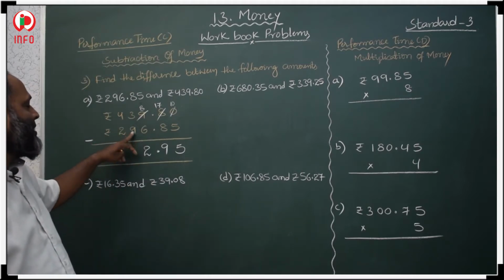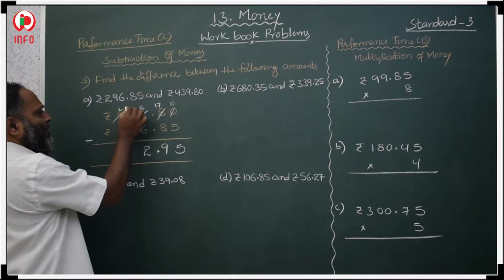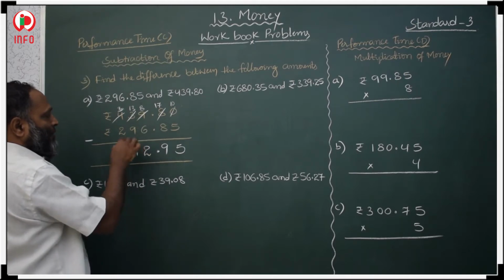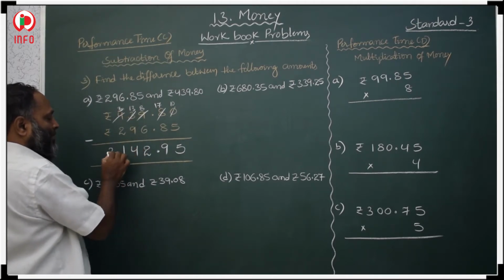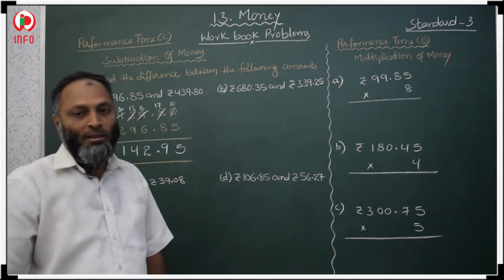3 minus 9, this is the minuend, it is less, so borrow from here. 2 becomes 3, decreased by 1, and here 13. 13 minus 9 is 4, 3 minus 2, 1. This is 142 rupees 95 paisa.